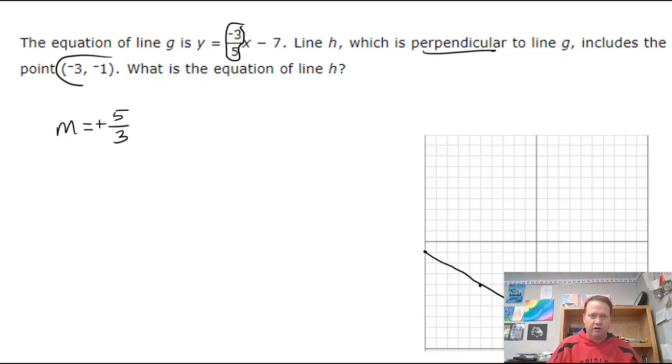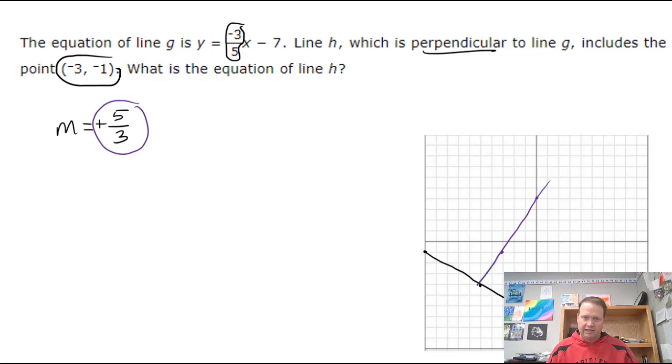And then let's go through this point right here. I'll do this one in purple. Left 3 and down 1 is the point. 1, 2, 3 and down 1, but it's got to be perpendicular. So it's got to have this positive 5/3 slope. So I'm going to go up 5 over 3: 1, 2, 3, 4, 5, 1, 2, 3. There's the y-intercept. I have enough information right now to draw my line.